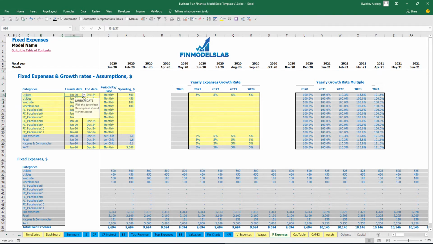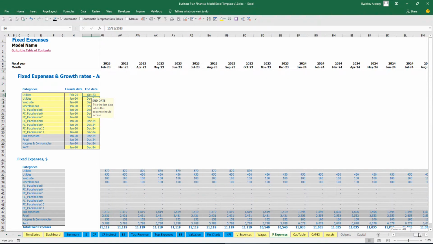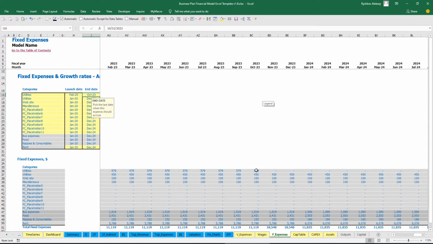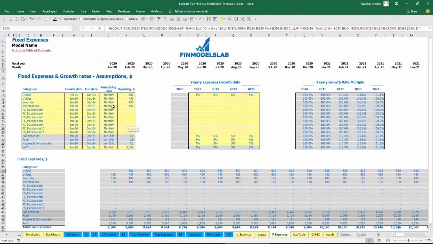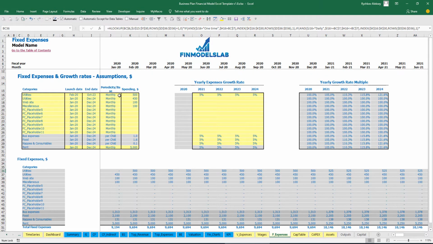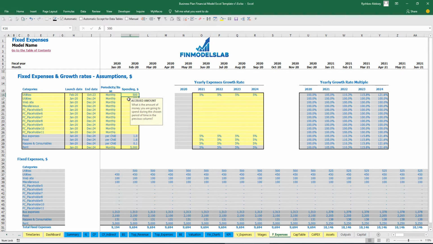You can set the launch date, for example, February 20. You can see that it starts on February 20. You can set the last date, which can be October 23, for example. You may double check that the final date for this utilities category will be October 23.